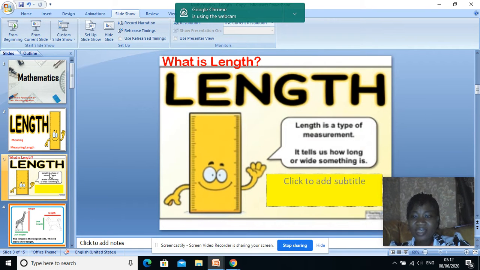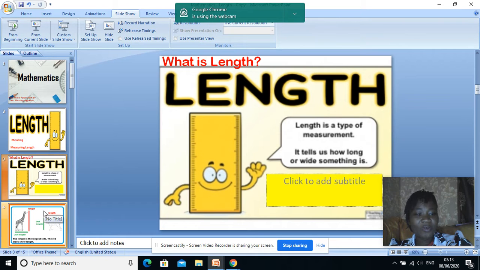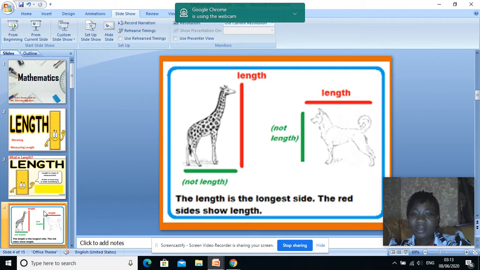Okay, we say length is a type of measurement. It tells us how long or wide something is. We could repeat that again. I said length is a type of measurement. It tells us how long or how short or how wide something is. Now let's go over to length, identifying length.